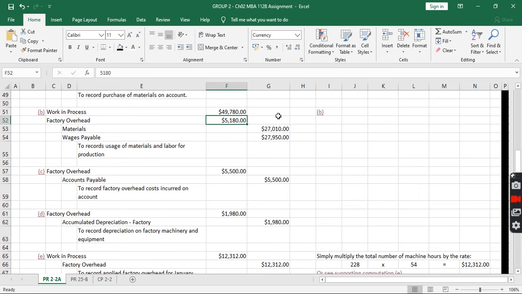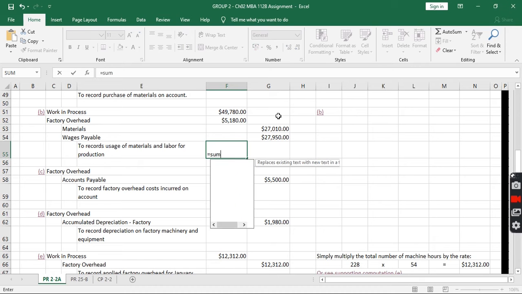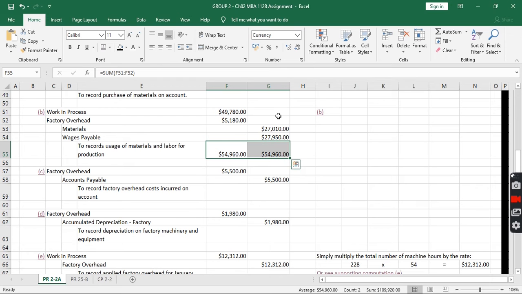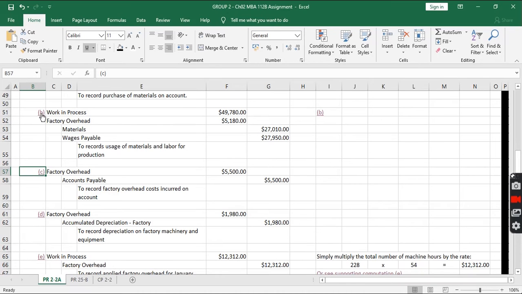If you want to verify whether your journal entry is correct or not, then you have to check whether both the debit and the credits are equal. For that matter, we can check by using this one. And as you can see, both the debit and the credit are equal. So next, let's go to our third transaction.